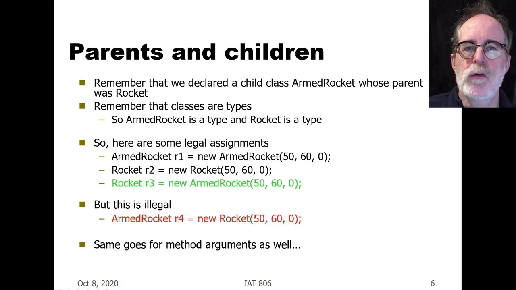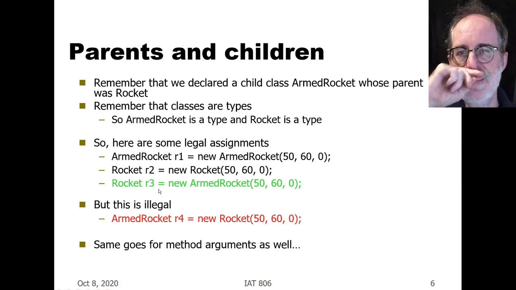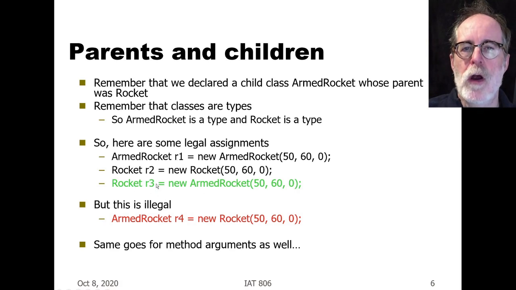Rocket r2 = new Rocket(50, 60). It's going to end up at the same location, but that's not important. What I'm pointing out here is that Rockets get assigned to variables of type Rocket, and ArmedRockets get assigned to variables of type ArmedRocket. Here's the fun stuff. In the green, this third one says Rocket r3 = new ArmedRocket.